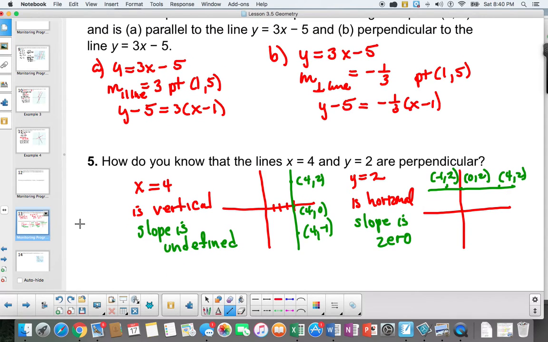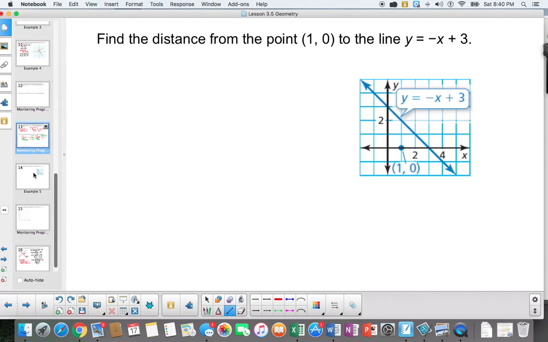In number 5, I want you to notice that x equal to 4 is a vertical line. I've graphed it right here to show you different points that have 4 as x. And this slope is undefined. Y equal to 2 is a horizontal line, and I graphed it for you with some various points. Notice that all the y's are 2, and this slope is 0. So whenever you have an undefined slope and a 0 slope, you have perpendicular lines.